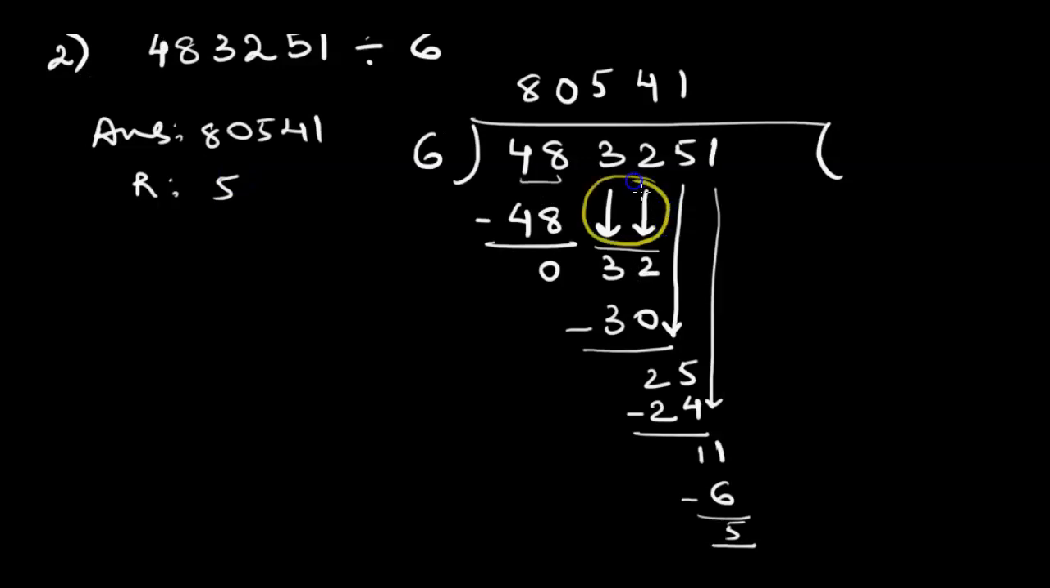So an important thing that we have to note here is this step. When we bring two numbers down at the same level, we put one 0 before proceeding. If we would have to bring three numbers down at the same level, then we would have to put in 2 zeros before proceeding further.